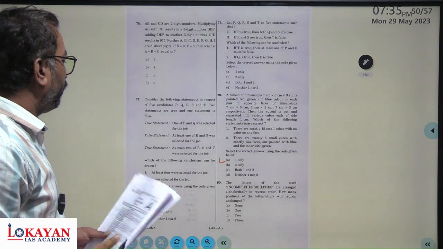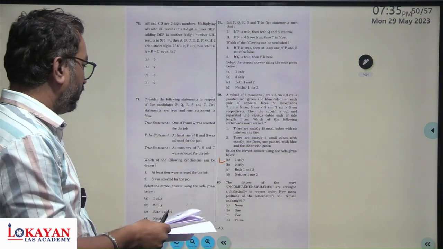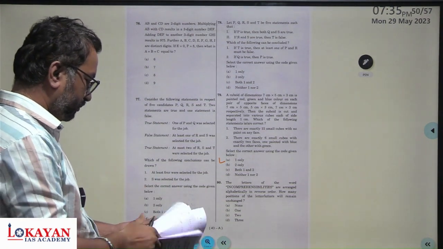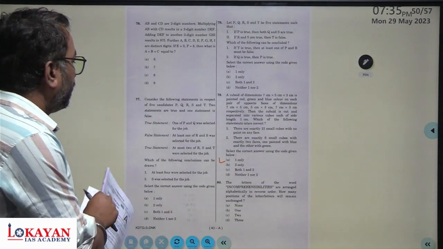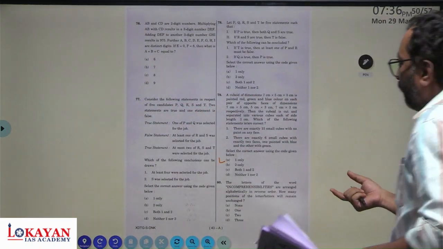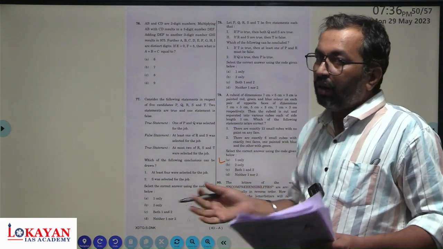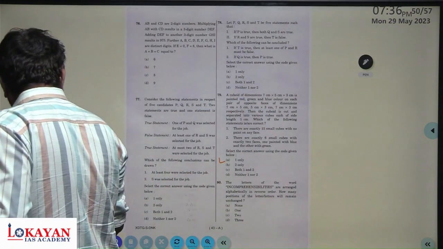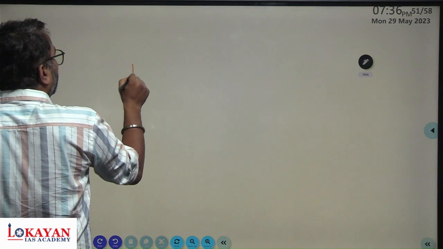The letters of the word incomprehensibilities. Incomprehensibilities. Read the word properly. Incomprehensibilities. Yes. The letters of the word incomprehensibilities are arranged alphabetically in reverse order. Right? They are arranged in reverse order alphabetically. What does that mean? Let's write down that number. Incomprehensibilities.